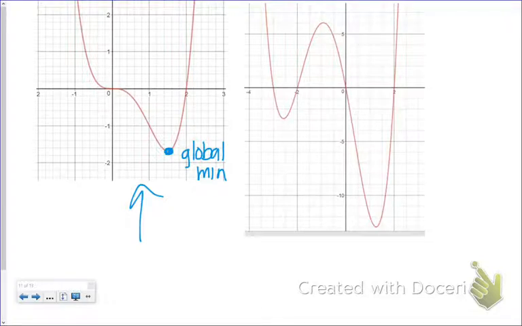Okay, this graph has no maximums on it. This is not a turning point, that is not a min, that is not a max, because your graph does not change from increasing to decreasing. Your graph continues to decrease through the entire thing.